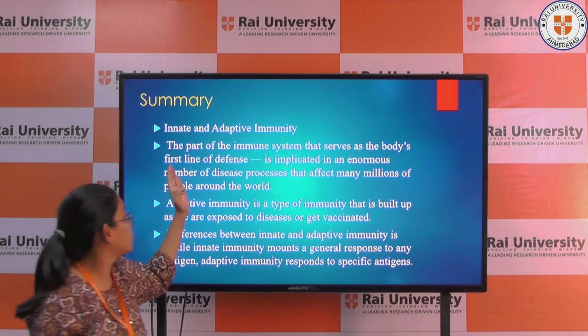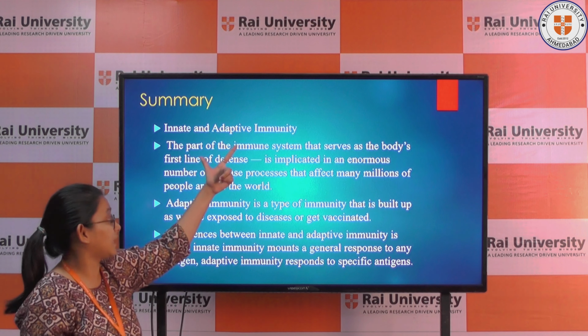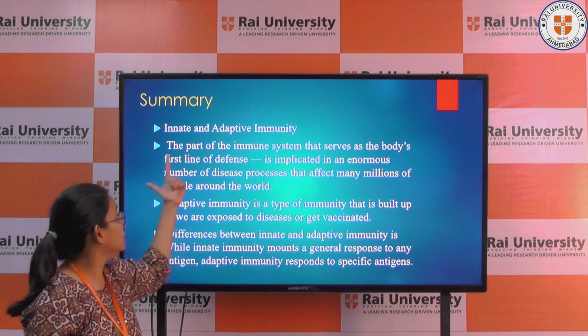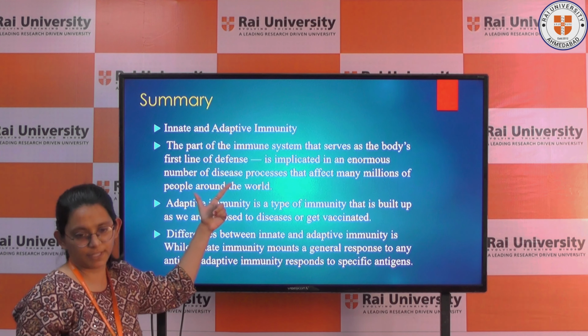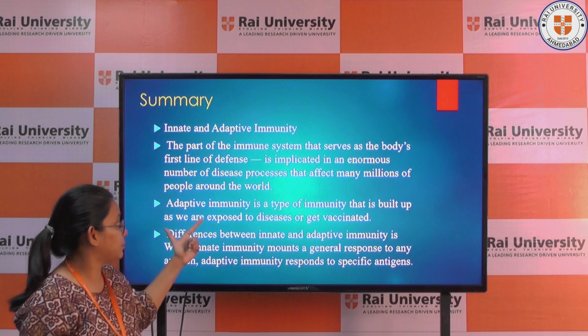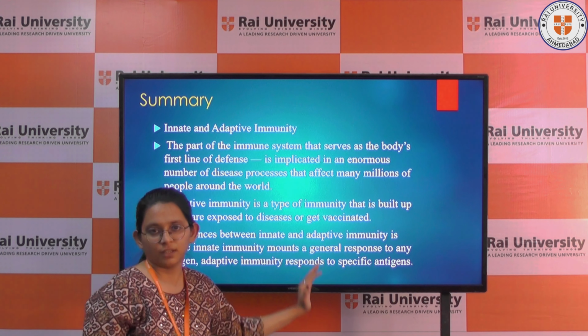Summary: what we have studied through all the topics. For example, innate and adaptive immunity we have studied. Then the immune system, which is the body's first line of defense, and the second is adaptive immunity, and what is the difference between innate and adaptive immunity.